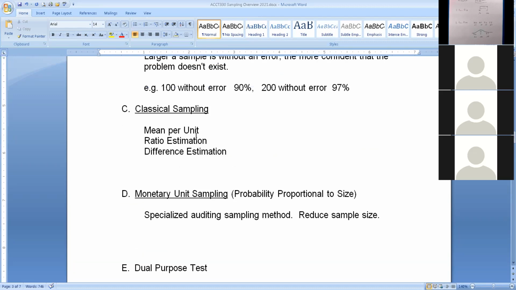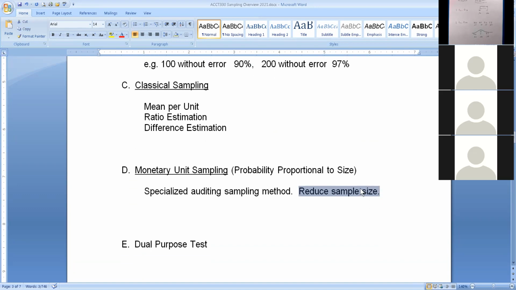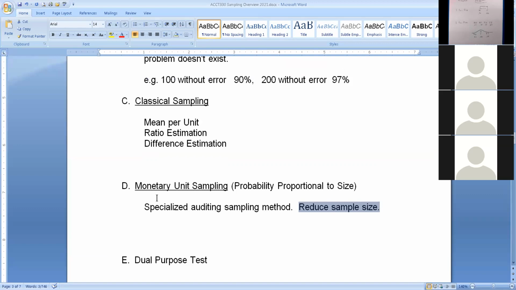So, if you can reduce the sample size, this could save not just a lot of work, but also a lot of cost to the audit. So monetary unit sampling, also known as probability proportional to size, is a specialized audit sampling method, and it's not that it's any better than the classical sampling. It's just that in some situations you can use a smaller sample.